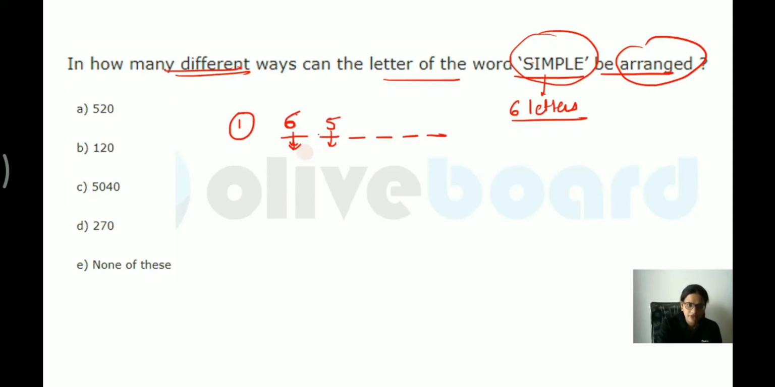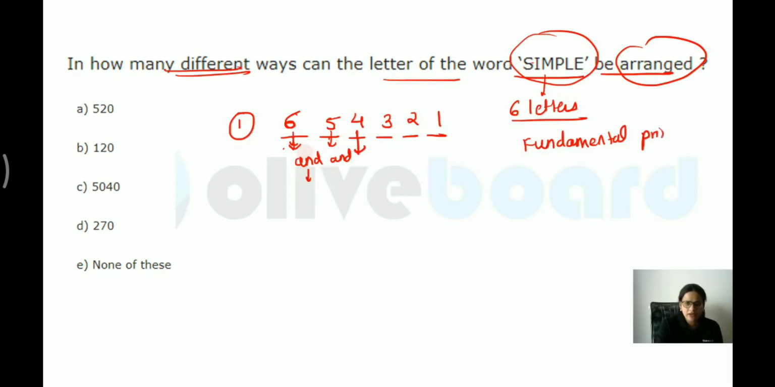Now I have fixed 2 letters over here. What would be the third one? 4, because only 4 choices would be left. Then 3, 2, 1. So these all are the choices. Now there is a rule in your permutation and combination. Whenever you are arranging with "and", so this letter and this letter and this letter over here, whenever this "and" comes, there is the fundamental principle of multiplication.